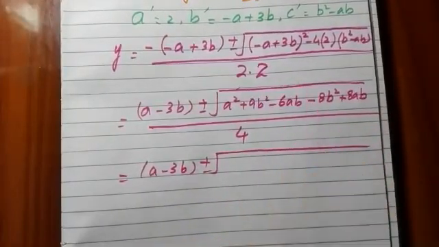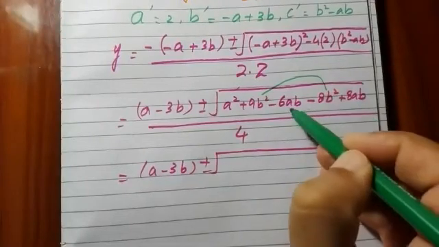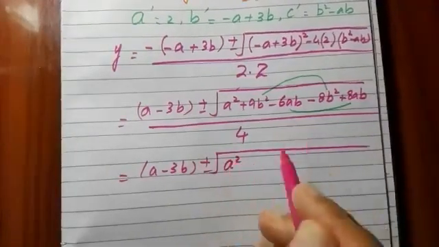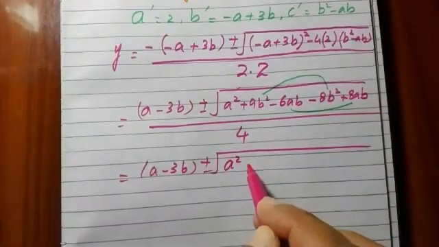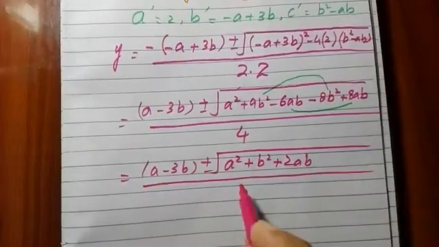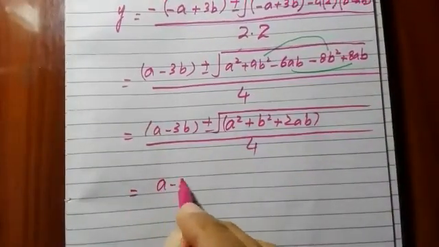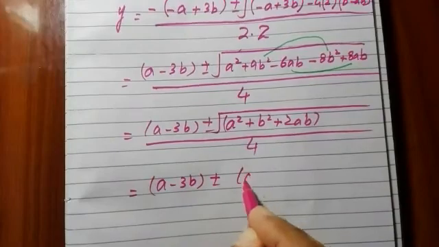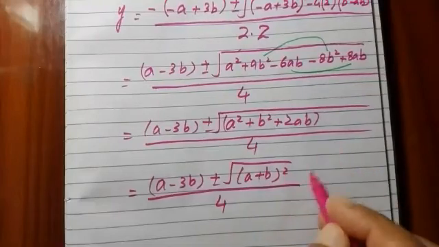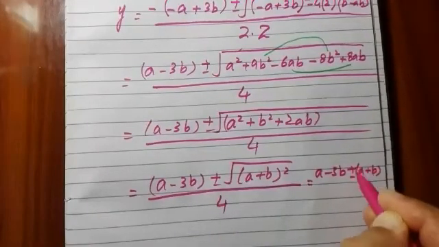You will see that both of these terms will be simplified together. 9b square and 8b square, 6ab and 8ab will be simplified first. So it will generate a square plus b square plus 2ab over 4. And you can easily see that whatever is enclosed in the radical sign has become a perfect square of a plus b whole square. So by taking the square root, you will be getting terms like this one, 3a plus b divided by 4.